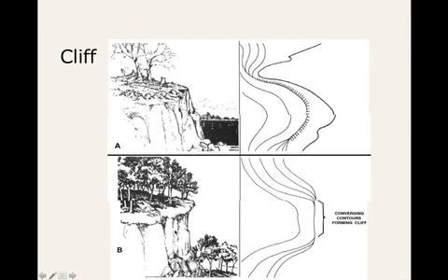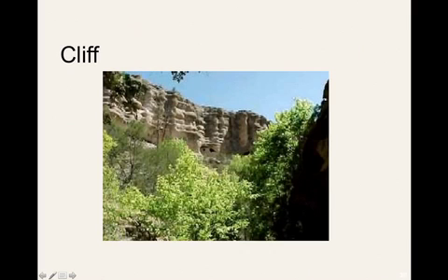The next terrain feature we'll discuss is a cliff. A cliff is a vertical or near vertical slope. A cliff may be shown on a map by contour lines being close together or touching, or by a tick-carrying contour line. The tick always points towards lower ground. So here you have contour lines converging, and here you have the tick marks. Here's a picture of a cliff.